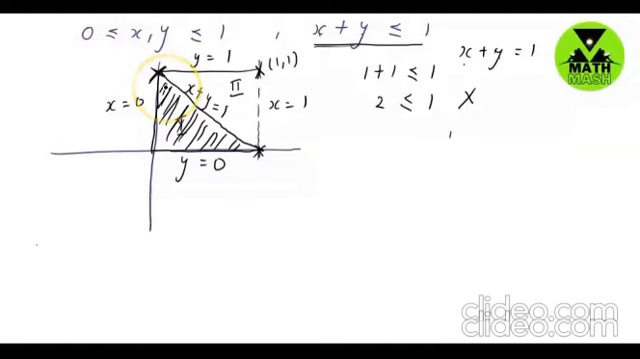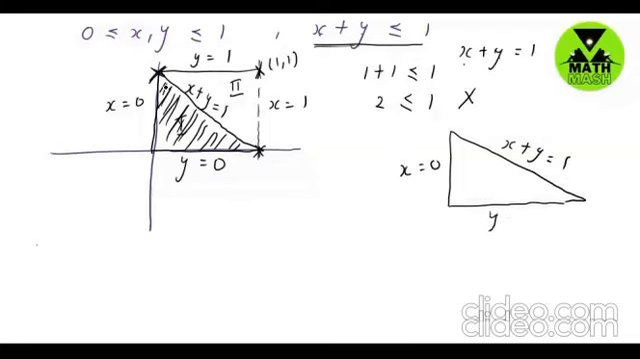Now I'm plotting this region again. This is the line x = 0, y = 0, and this is x + y = 1. The corner points are (0, 0), (1, 0), and (0, 1). So we have to integrate over this. First, in order to find the conditional distribution, we have to compute f_Y(y), the marginal density of y.